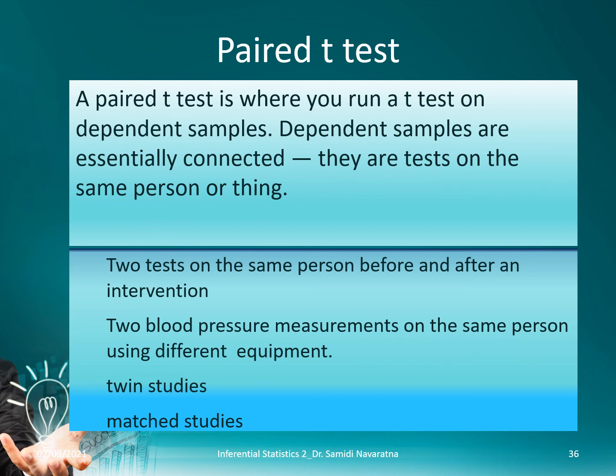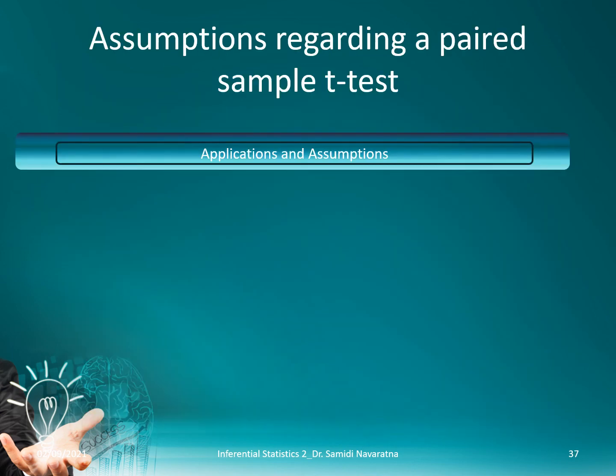Some instances where we run the paired t-test are two tests on the same person before and after an intervention, and blood pressure measurements on the same person using different equipment. So same person is important. Then twin studies using twins, and sometimes matched studies. So those are the instances where paired t-tests are used. Next, the assumptions regarding a paired sample t-test.